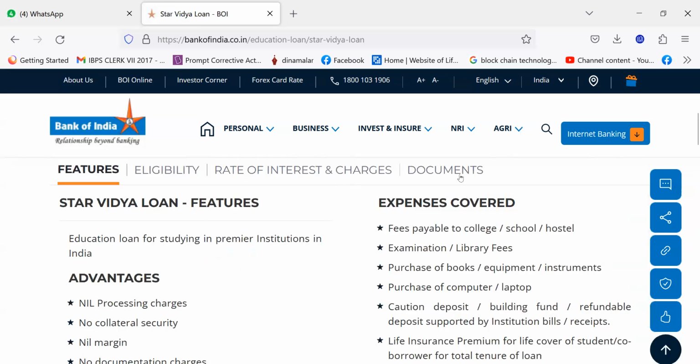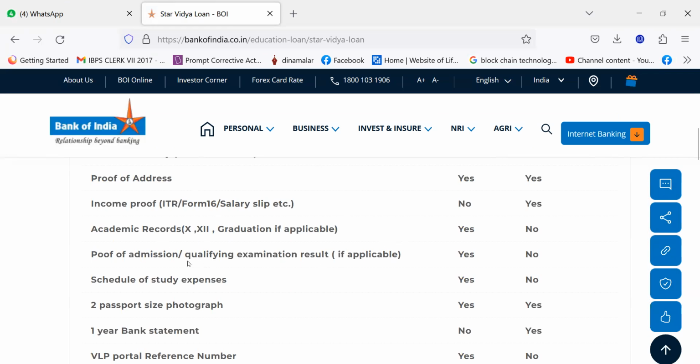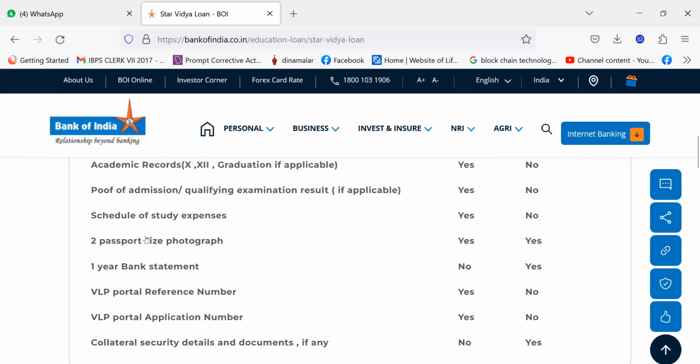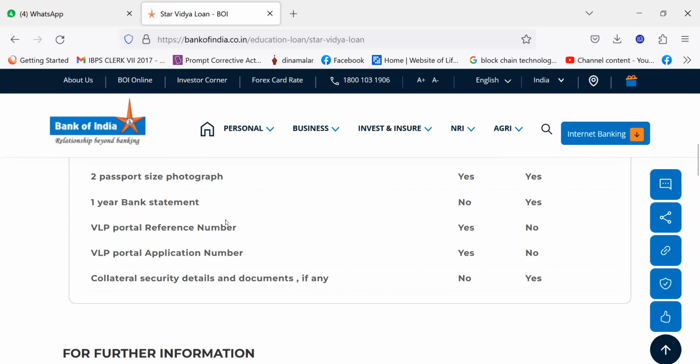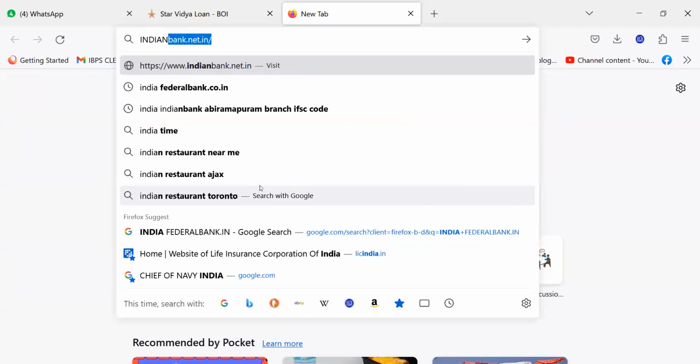Education eligibility documents. What documents are taken? Proof of identity, proof of address, income proof, academic records, proof of admission, then schedule of study expenses, passport size photograph, one year bank statement, VLP portal reference number, VLP portal application number, then college. I don't know, what is VLP? VLP is Vidya Lakshmi Portal.